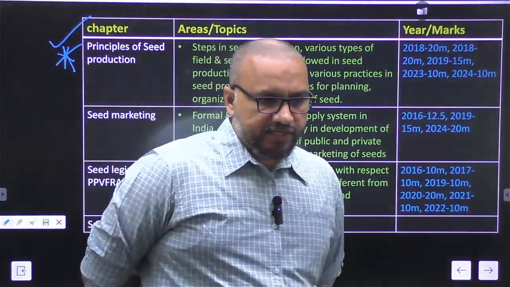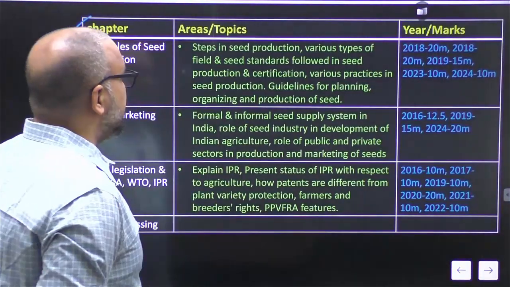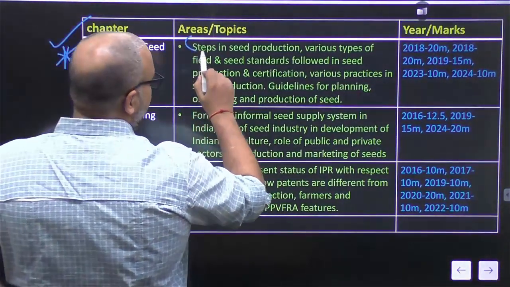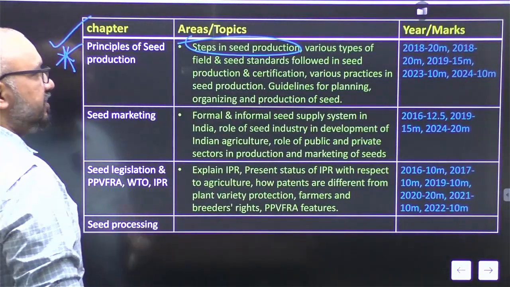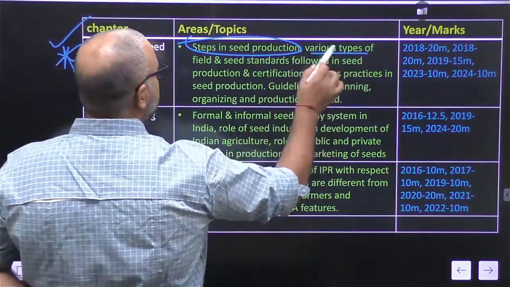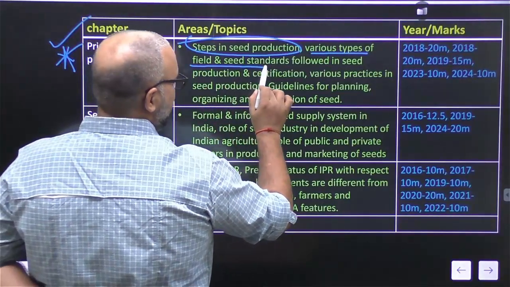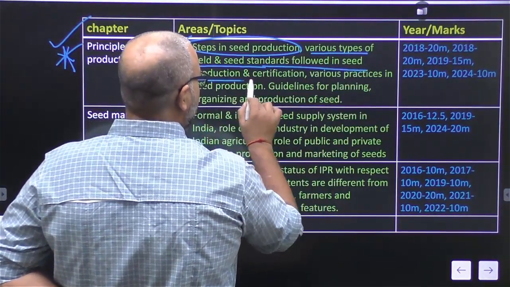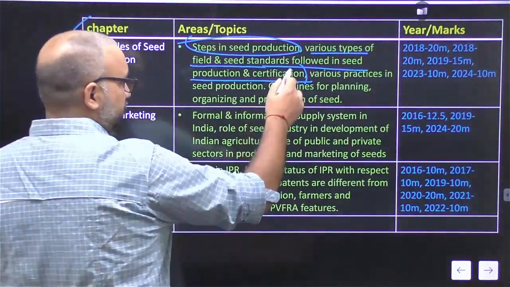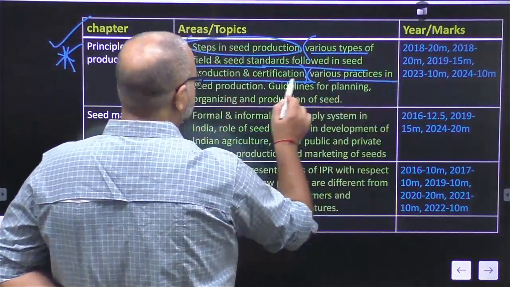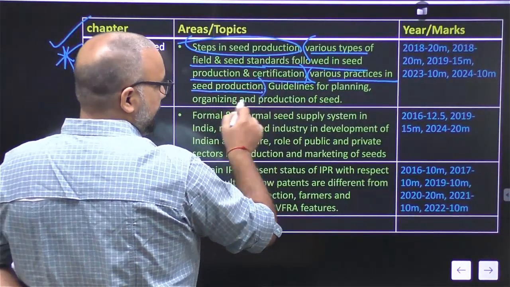So from this particular chapter, what are the things that have been asked? They have asked regarding the steps in seed production. What are the steps that we follow in seed production? Various types of field and seed standards followed in seed production and certification. Okay, so it was asked once. Various practices in seed production.